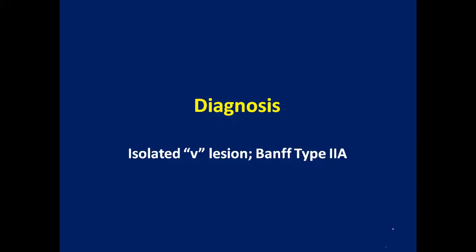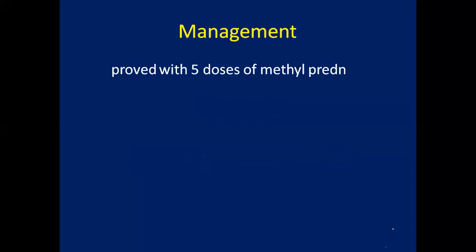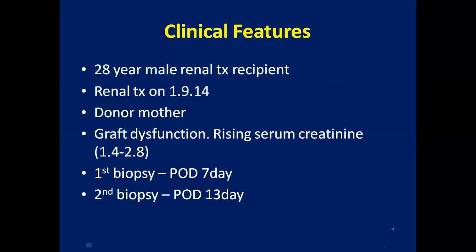So since there was no tubulointerstitial inflammation, there was no interstitial inflammation, there was no tubulitis, and it was only one vessel with evidence of intimal arteritis, this is labeled as an isolated v lesion, or in other words, you can also call it a Banff type 2A vascular rejection. This patient improved with 5 doses of methylprednisolone.